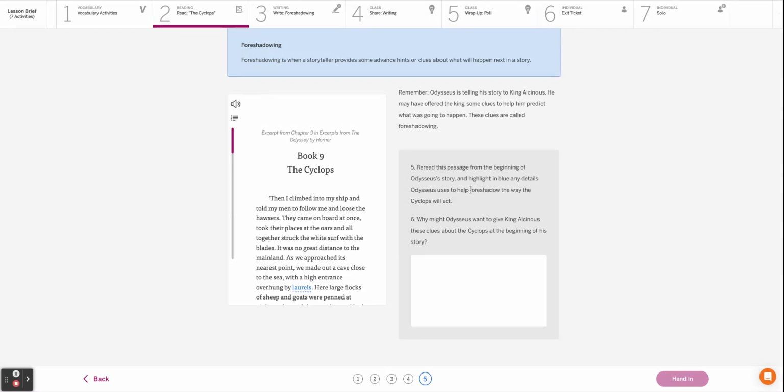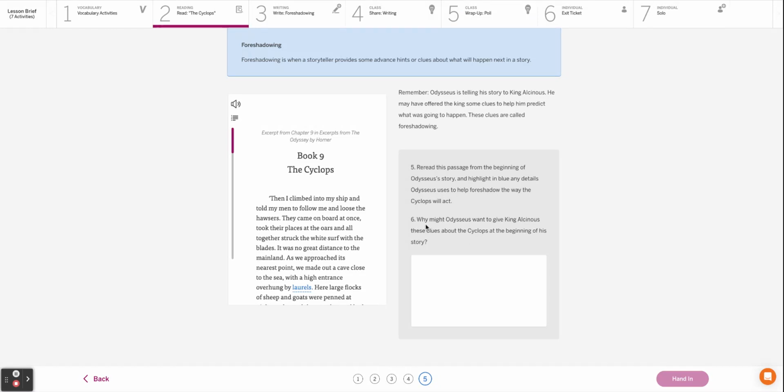You're going to highlight in blue details what Odysseus uses to help foreshadow the way the Cyclops will act. We're focusing on foreshadowing. Predictions, as we made from the last lesson to this one, are like foreshadowing. So it's using evidence that stands out to us to make an inference about what might happen in the future. So Odysseus notices some things. What are those things that he sees that helps him understand how the Cyclops will act?